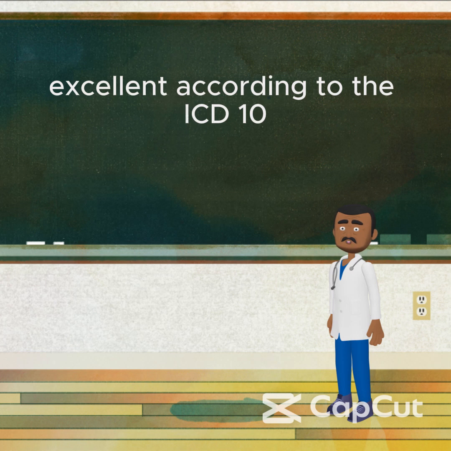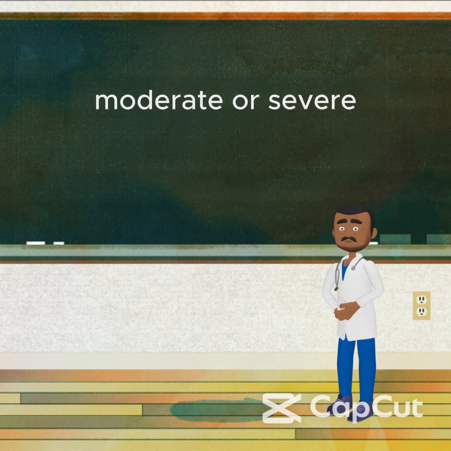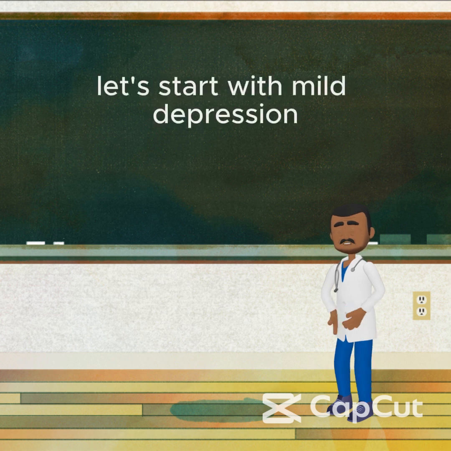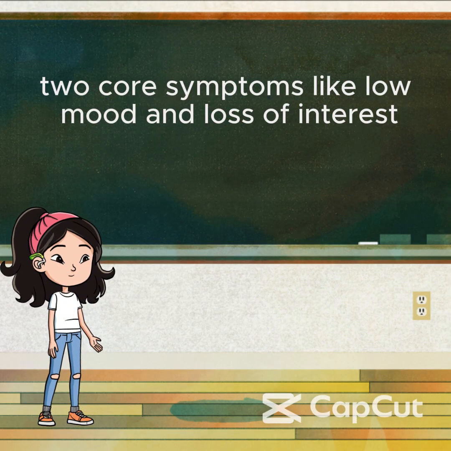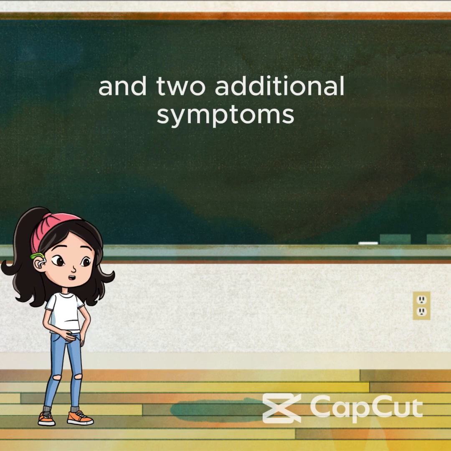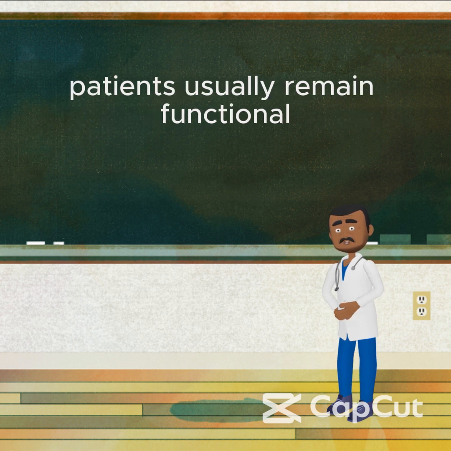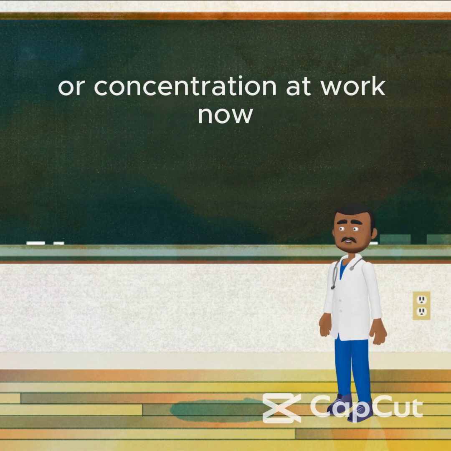Excellent. According to the ICD-10, we classify depressive episodes as mild, moderate, or severe, based on both the number of symptoms and their impact on functioning. Let's start with mild depression. What would you expect? Two core symptoms, like low mood and loss of interest, and two additional symptoms. Correct. And these symptoms are not intense. Patients usually remain functional, though they may struggle with motivation or concentration at work.